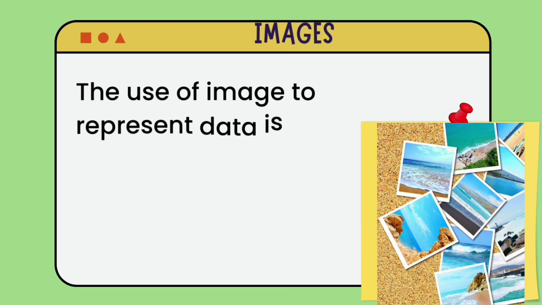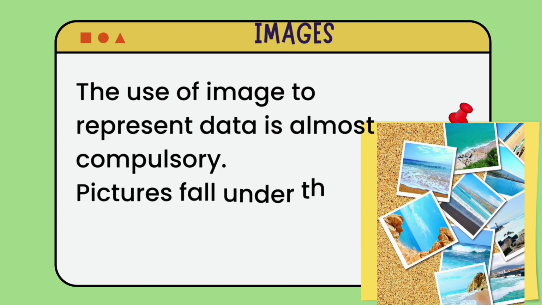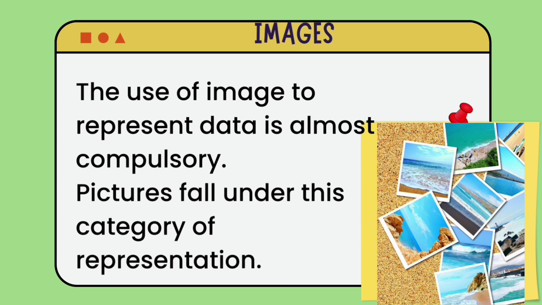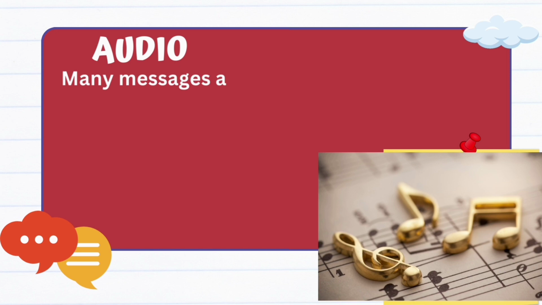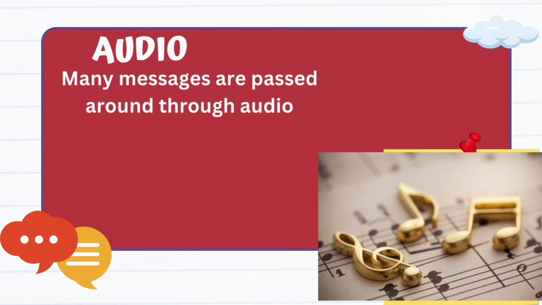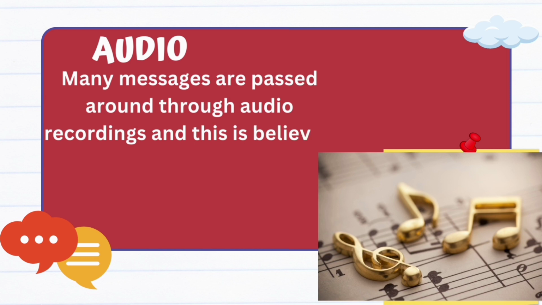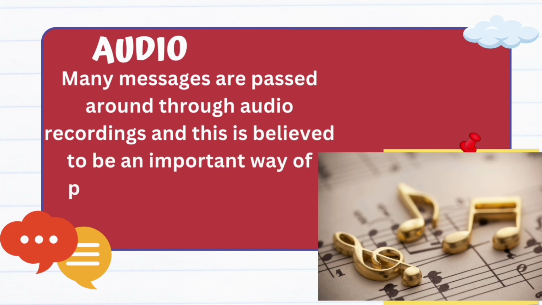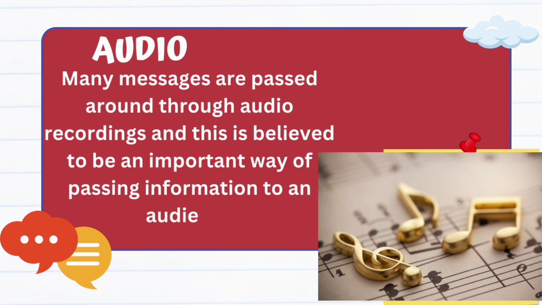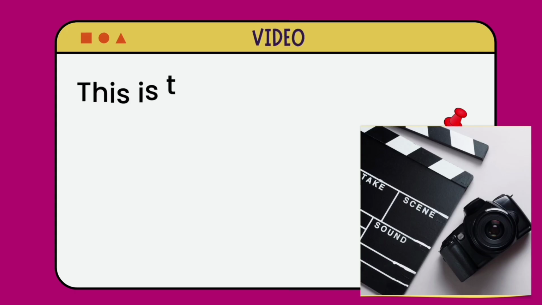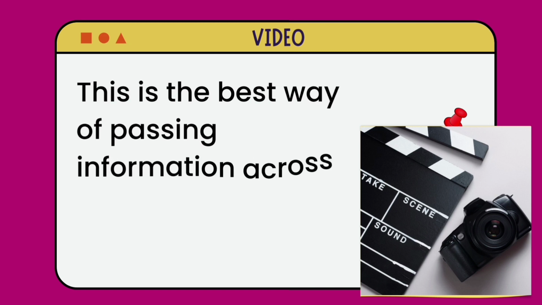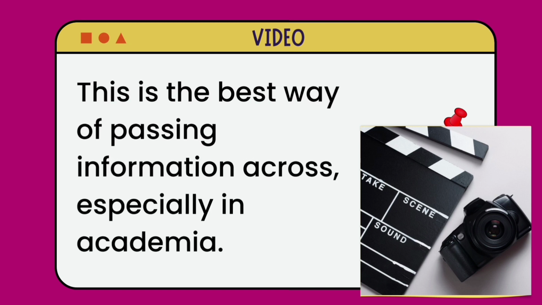We have the images. The use of images to represent data is almost compulsory. Pictures fall under this category of representation. The other one we have is the audio. Many messages are passed around through audio recordings, and this is believed to be an important way of passing information to an audience. The last one we have is the video. This is the best way of passing information across, especially in an academic form, that's academia.